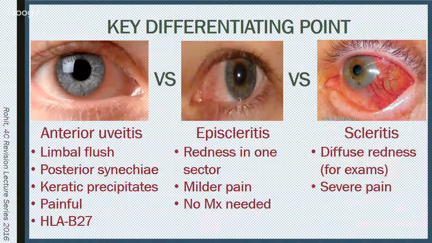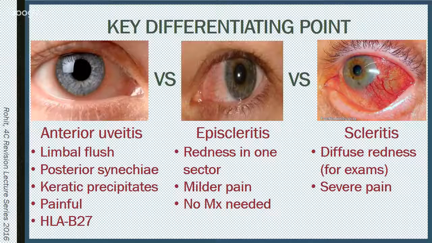So again, key differentiating point between three causes of a red eye beyond the cornea and the conjunctiva. Anterior uveitis has that limbal flush, is painful, and is also associated with those HLA-B27 rheumatoid conditions. Episcleritis is just one sector, and idiopathic will go away by itself. And scleritis is this diffuse redness, very painful, and does need steroids to manage it. So important things to remember.